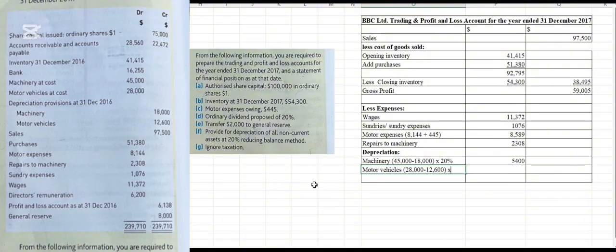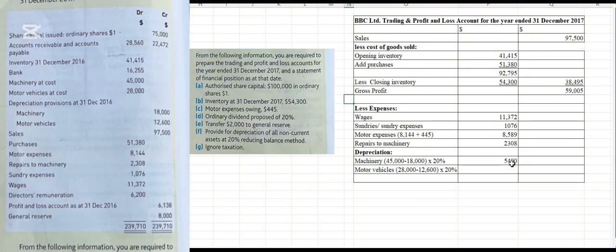And then, because this footnote didn't specify that we're only supposed to depreciate a specific asset using this method, we will reduce both assets using this method. So, times 20%. So, the final answer for this will be 3,080.